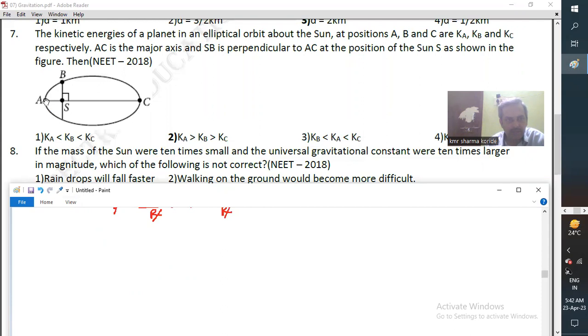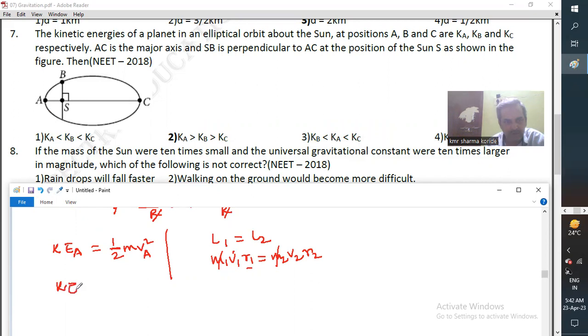So kinetic energy at A, because it is closer to the sun, is highest. Angular momentum remains constant only. Kinetic energy is involved with half mv square. So when angular momentum is constant at any position, you can say m1 v1 r1 is equal to m2 v2 r2. The mass is the same planet only. If r is less, the speed is more. So A is closer, it possesses more kinetic energy. B is farther, so therefore less kinetic energy.